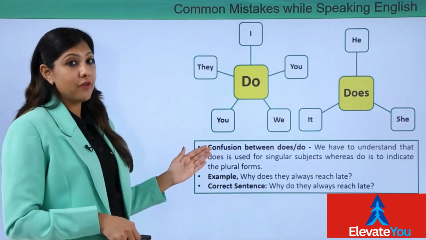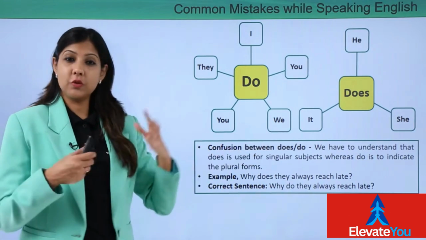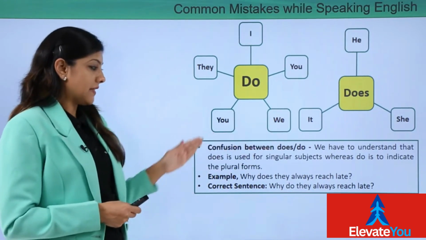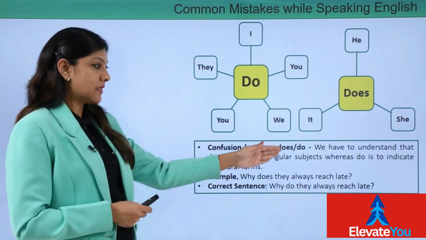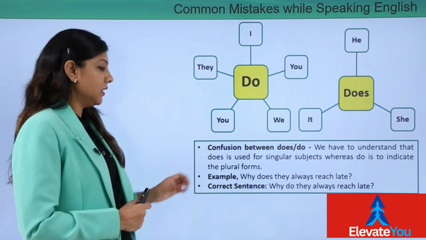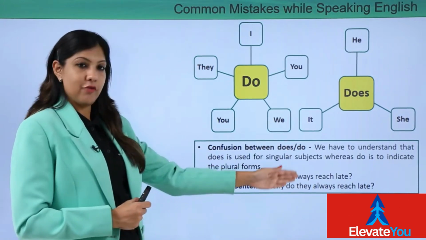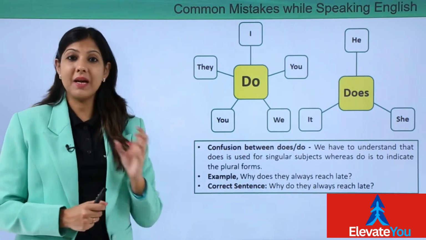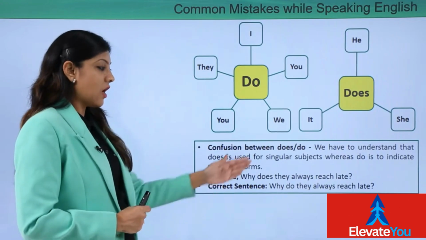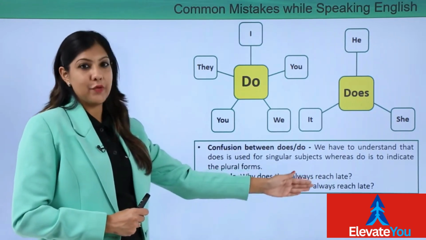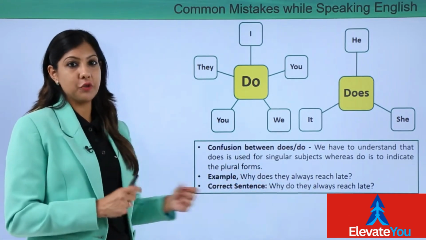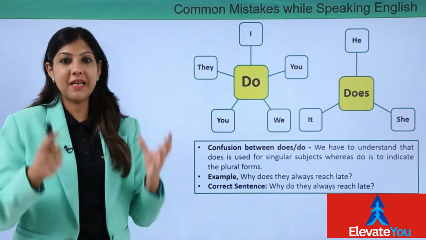Well, there can be a lot of confusion between does and do. So when do we use does and when do we use do? We have to understand that does is used for singular subject, whereas do is indicative of the plural forms. For example, why does they always reach late? That is again grammatically incorrect. A better form of this would be the correct sentence, why do they always reach late? So instead of does, you change it to do because you're using it in a plural way when there are many people together.